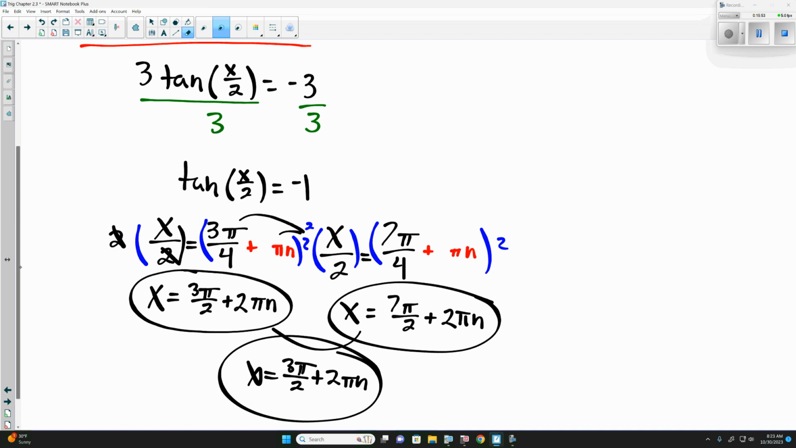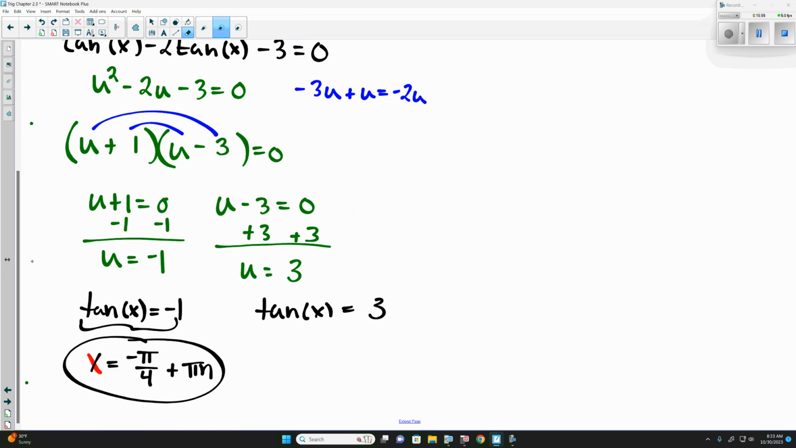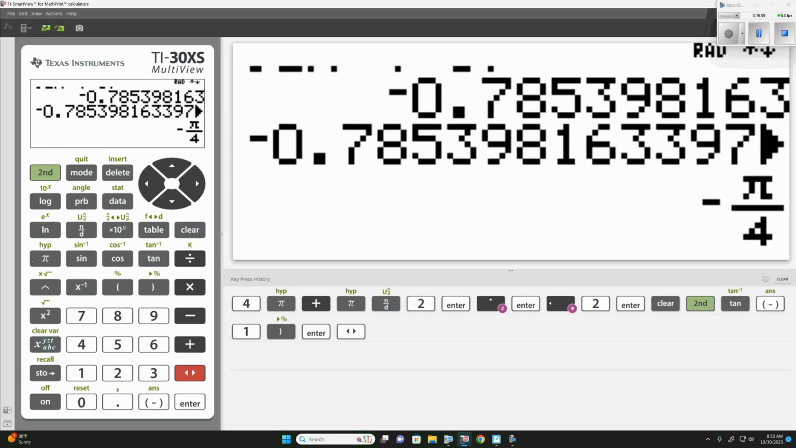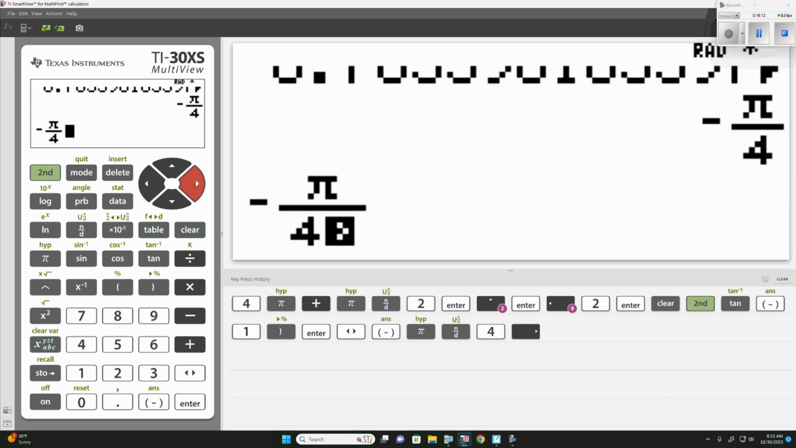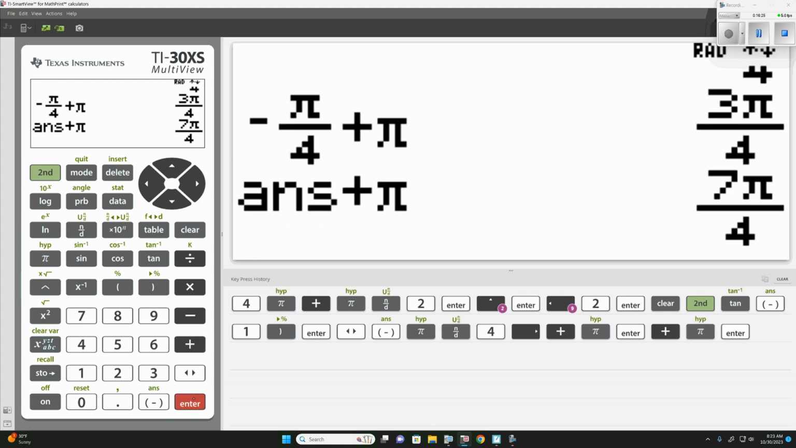I don't know why, it wasn't until I was looking at this one here that I realized something was a little off. And even with the negative pi over 4 plus pi n, if we just add pi to it, we get our 3 pi over 4, which is indeed one of our negative ones because it's in the second quadrant. If I add pi to it again, we get back to 7 pi over 4, which is our negative pi over 4, and it kind of jumps between the two.